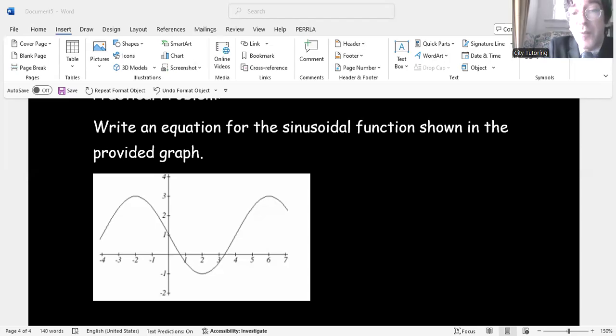And you can measure this from the first peak when x is equal to -2, to the second peak, x equals 6. Since it goes all the way from -2 to 6, your period is 8. So the stretch or compression factor we have to use is 2 pi over p, right? So it's 2 pi over 8.